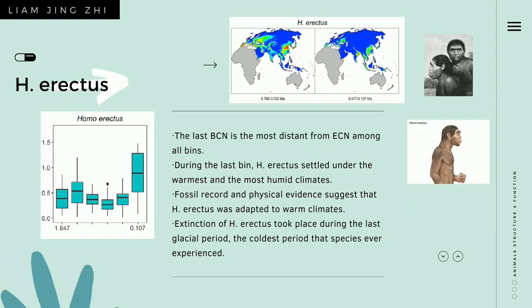Moving on to Homo erectus. In this species, the last BCN is the most distant from ECN among all bins. During the last bin, Homo erectus settled under the warmest and the most humid climates. Fossil records and physical evidence suggest that Homo erectus was adapted to warm climates. So, since this species was adapted to warm climates, they faced extinction during the glacial period, which is the coldest period that species ever experienced.